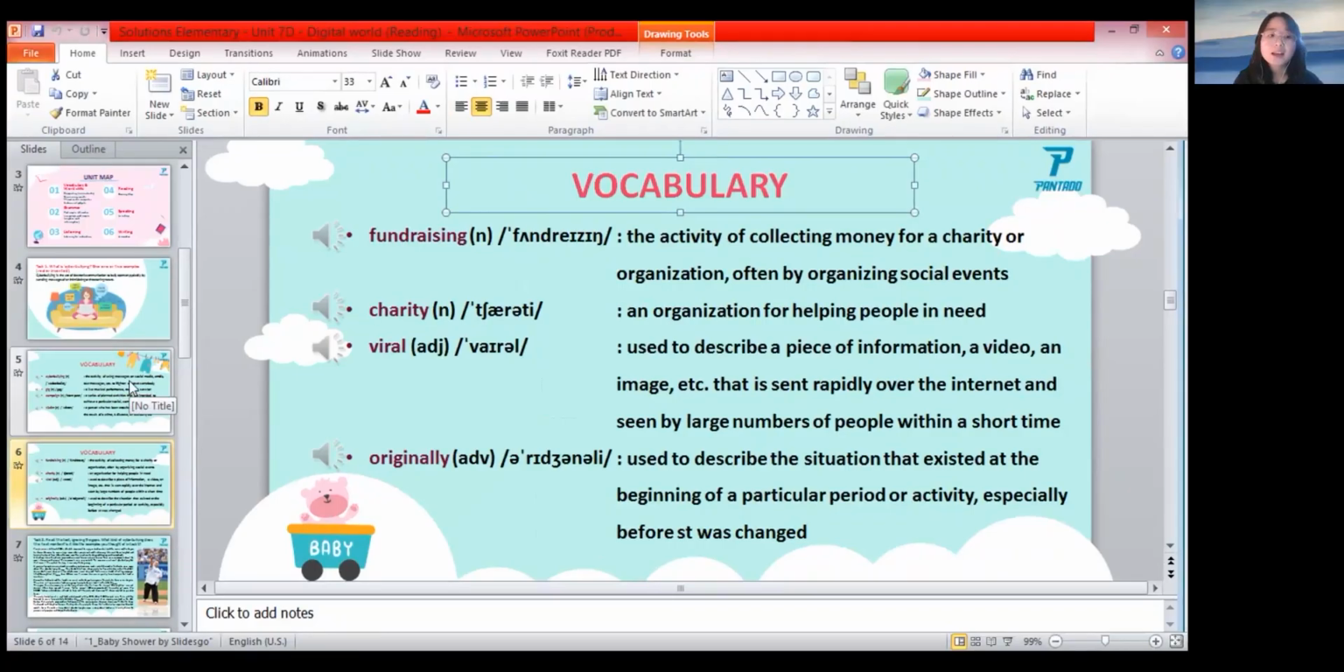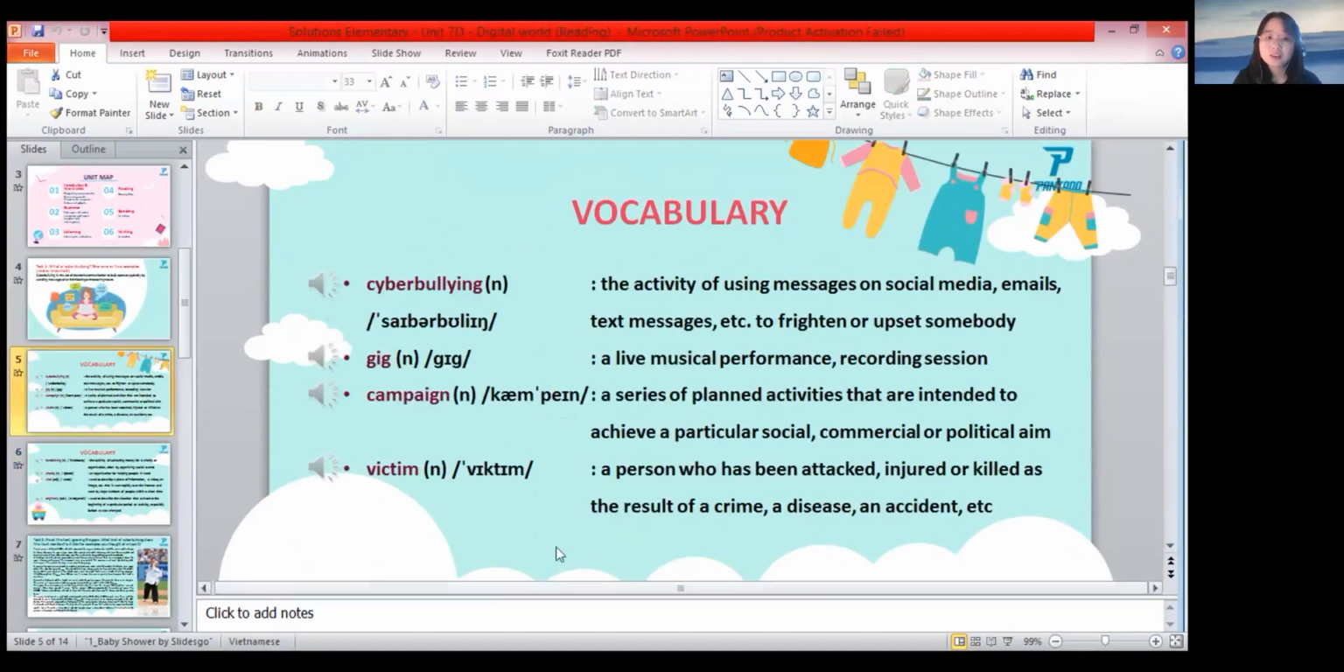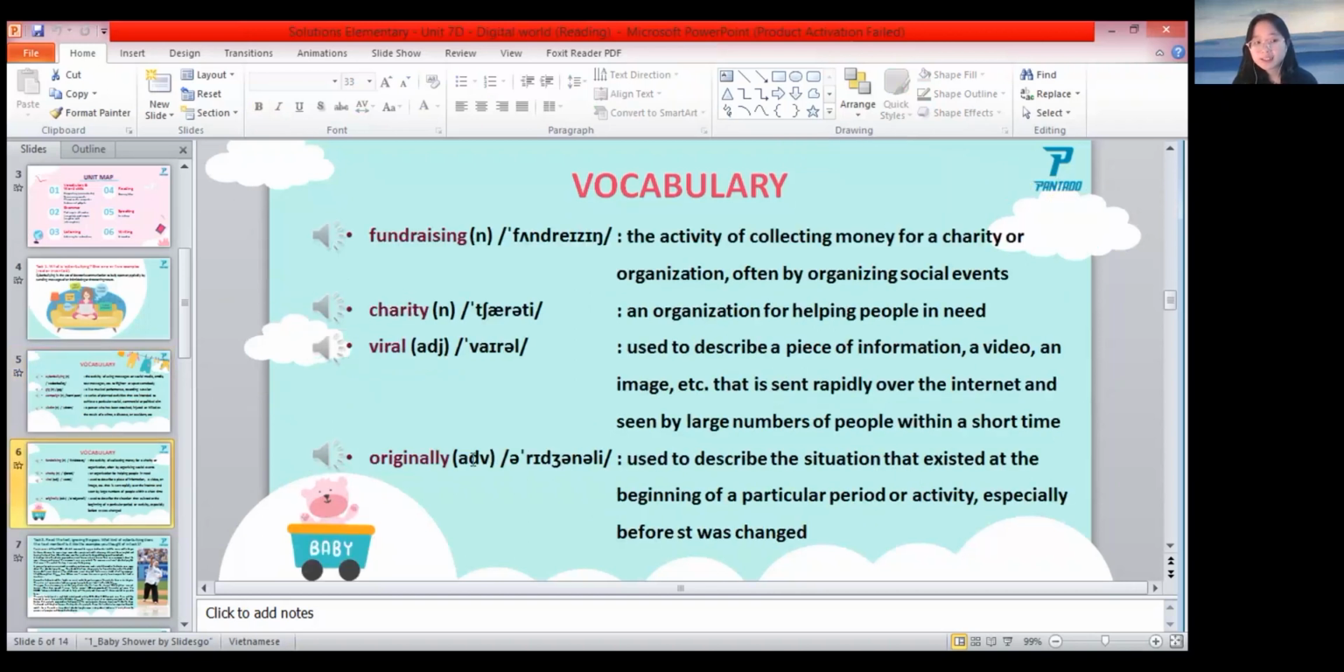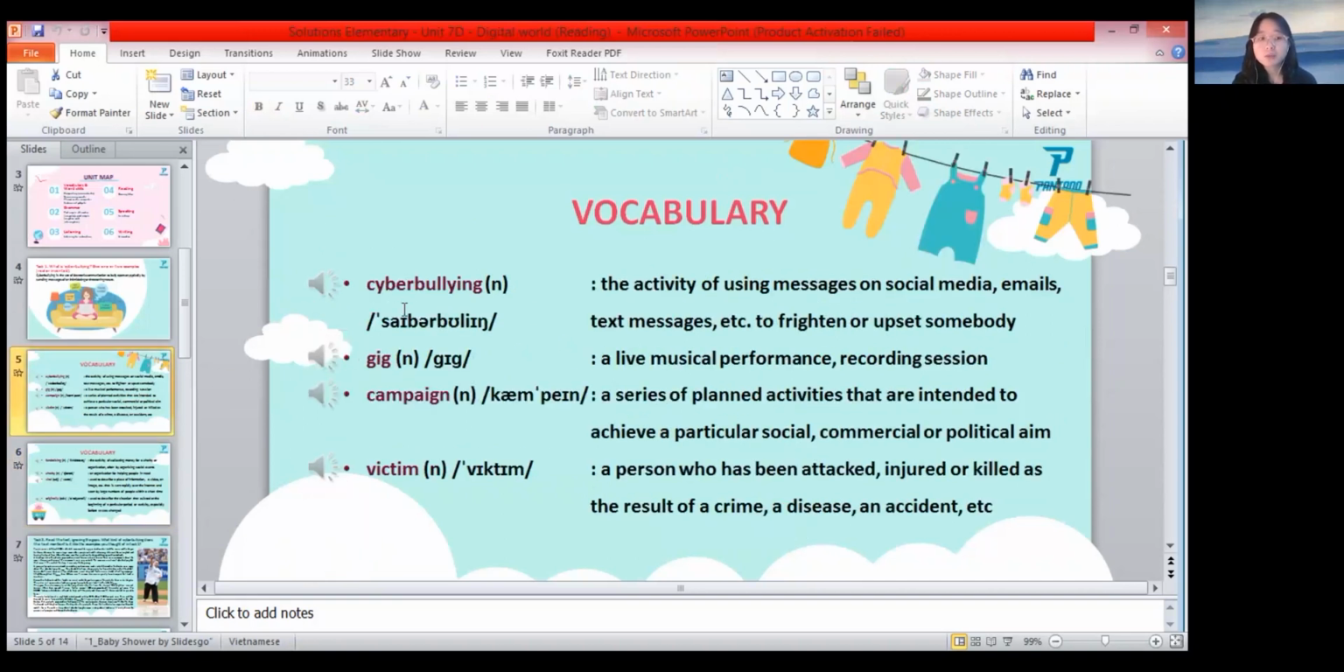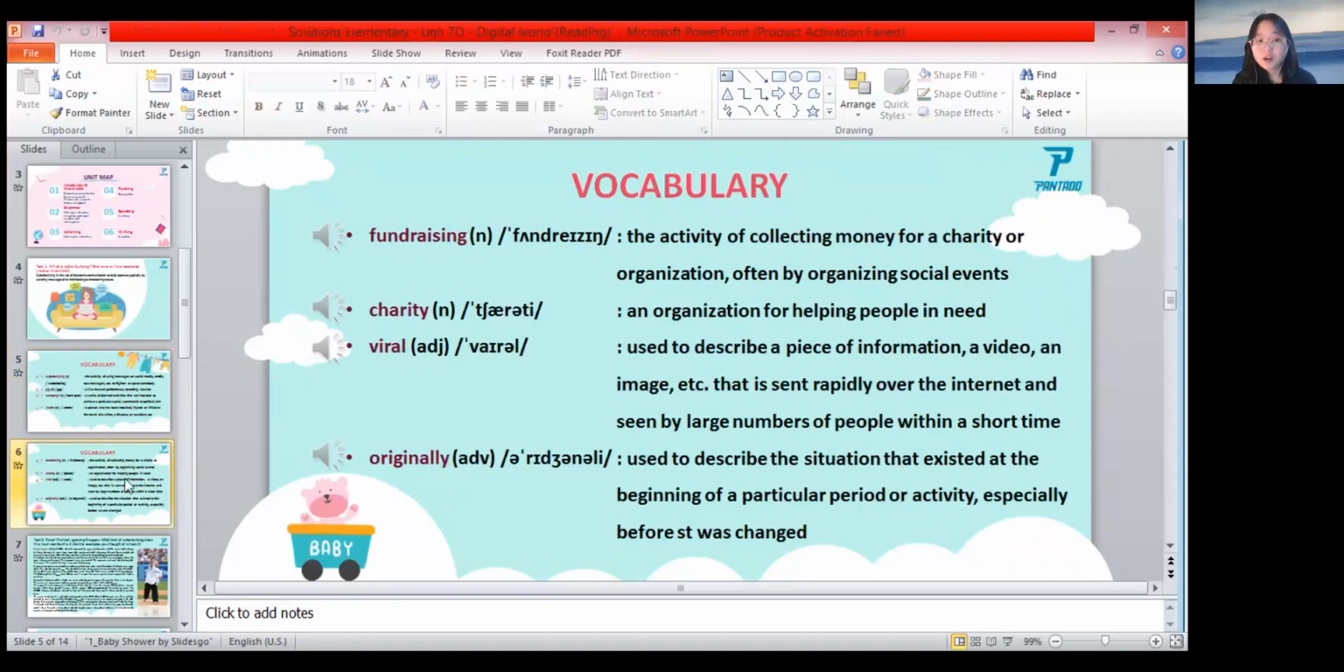Okay. So we finish with all of the words related to today's lesson, today's reading comprehension, and I hope that you can practice learning and remembering all of these words at home, because all of these words are quite difficult for you to remember. For example, cyberbullying or campaign, fundraising, or charity. Okay, I hope that you can learn at home, practice at home more.